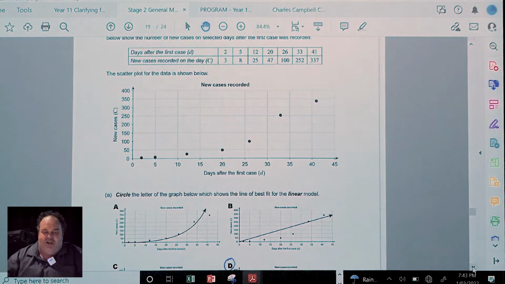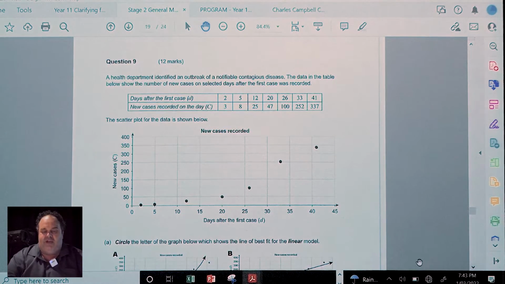All right. Question 9. You sort of go, "Phew, got to 9." Again, it's a regression type question. We're talking about days after the first case, number of new cases recorded. We've got a scatter plot drawn for us.